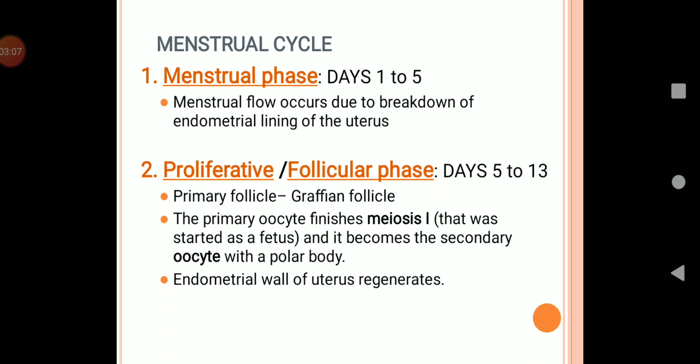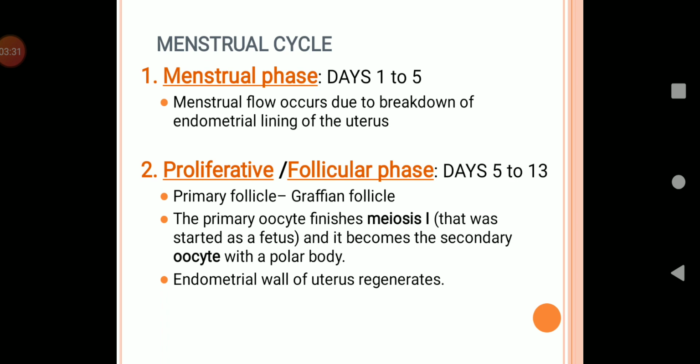When the ovum is not fertilized, the high level of the progesterone hormone inhibits the secretion of luteinizing hormone, and the luteinizing hormone level decreases. This results in a decrease in the level of progesterone from the corpus luteum.